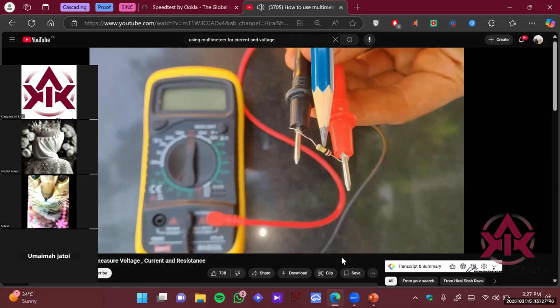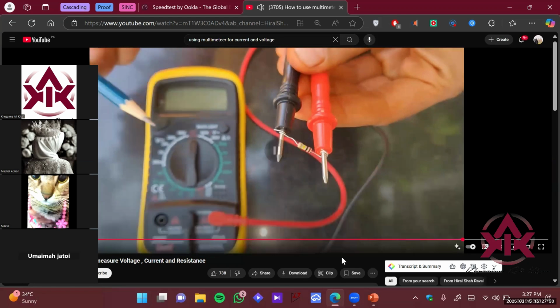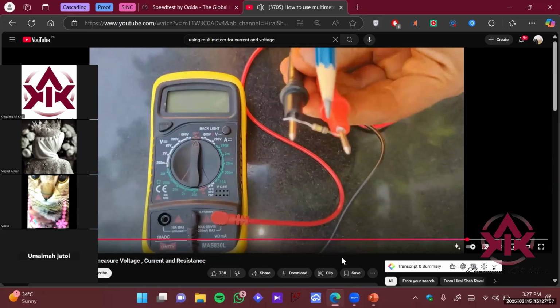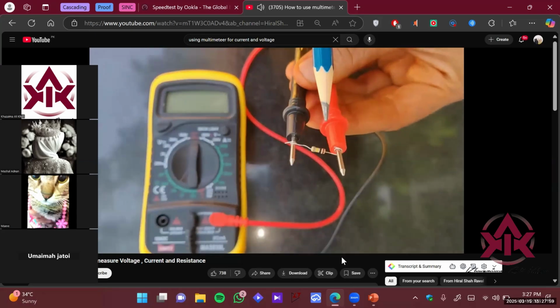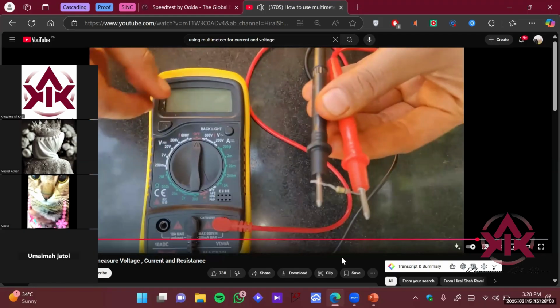Now let us see, are we getting the same value through the multimeter? So it's a 10 kilo ohm resistor, right? Let us see. The theoretical value is 10,000 ohms. Sorry, 10 to the power 4, so it's basically 10 and then 4 zeros. That makes 1 lakh, so it's 100 kilo ohms.